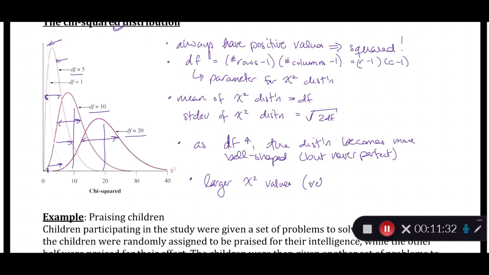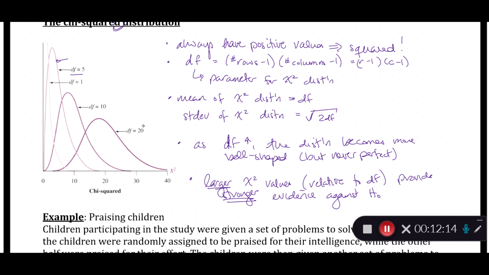So we know that larger chi-squared values relative to the degrees of freedom provide stronger evidence against the null hypothesis. But we also have to take into account the fact that as the degrees of freedom increase, the variability or the standard deviation of the chi-squared distribution also increases. So we have to have a much larger chi-squared value relative to the degrees of freedom when we have large degrees of freedom.